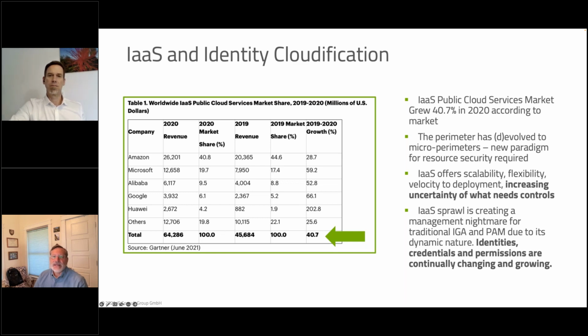This is creating issues for the enterprise because as this scalability and flexibility and velocity for deploying infrastructure is happening, we are creating this uncertainty of how do we control these resources.